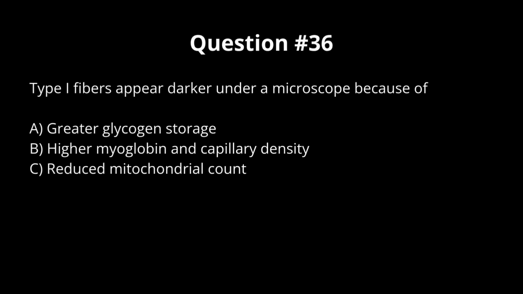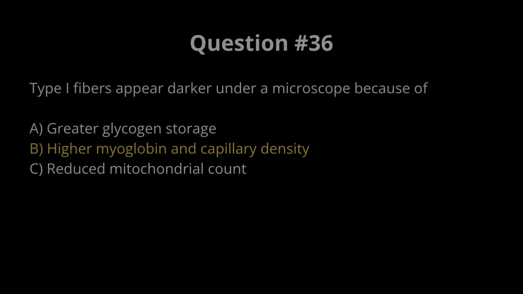Question number 36. Type 1 fibers appear darker under a microscope because of A. Greater glycogen storage. B. Higher myoglobin and capillary density. C. Reduced mitochondrial count. The correct answer is B. A type 1 fiber has abundant myoglobin and capillaries, supporting oxygen transport and giving it a darker color.